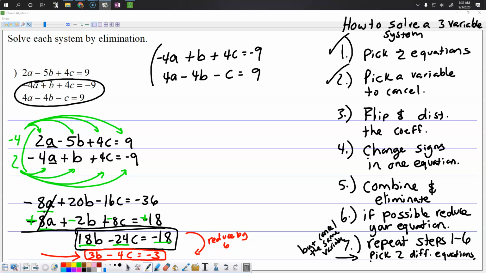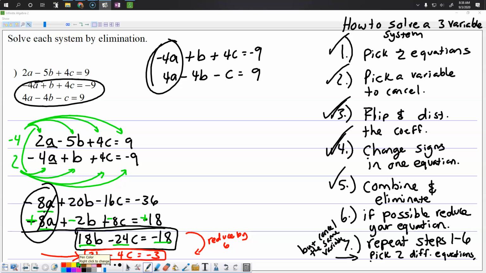Now, after that, we usually flip and distribute the coefficients, we change the signs, and we combine them together. But why do we do this flip and distribute and change the signs? Well, it's so that the a's come out to have the same number but opposite signs. But look, they're already the same number with opposite signs. So I don't need to do this step or this step. I can just combine these 2 equations together and be done. So that's what I mean by being smart about it.